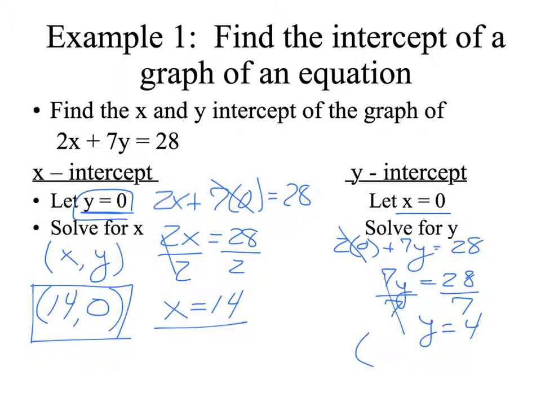Again, I need an ordered pair, which is x comma y. So my x this time is 0, and my y value is 4. So my final answer for the second half of the problem is 0, 4. So each problem will actually give you two answers.